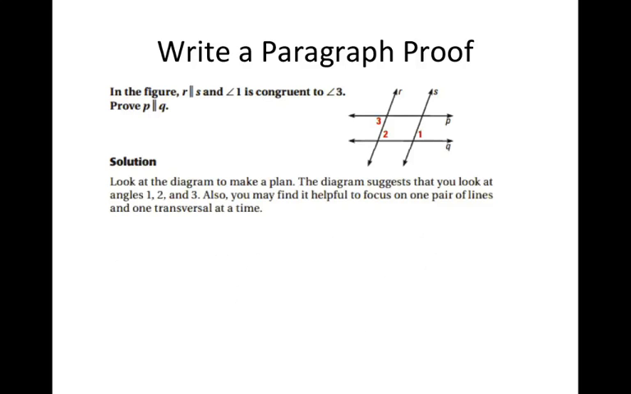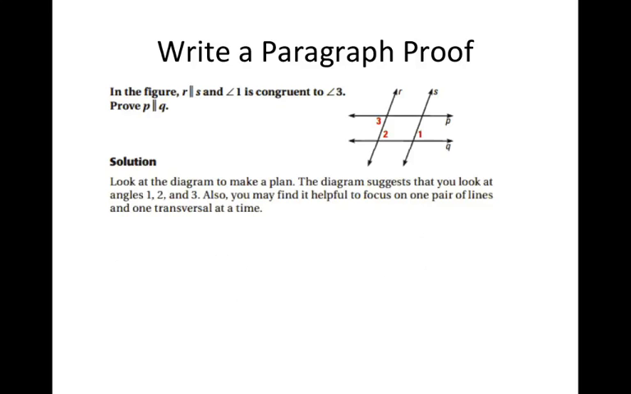Let's set this up. So we're trying to decide how to prove this. So we look at the diagram and we want to make a plan. The diagram suggests that we consider angles 1, 2, and 3. They're on the diagram. They must have something to do with each other, right? So let's look at those.